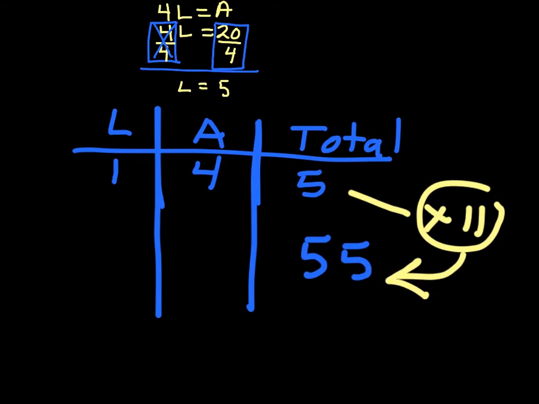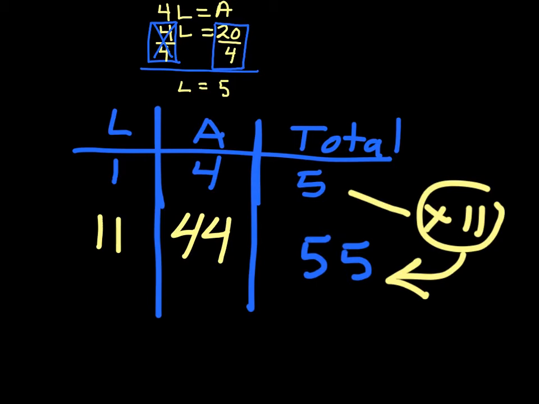So that means I can multiply the alligators by 11 to solve for how many alligators, and the leopards by 11 to solve for how many leopards there are. So 4 times 11 is going to give me 44. So there are 44 alligators, and 1 times 11 will give me 11, right? And if you look here, 11 plus 44 also equals 55. So that's the way of making sure that you're correct, right?